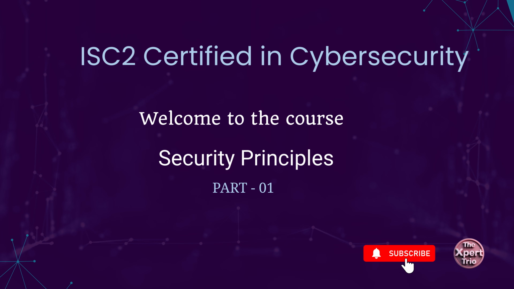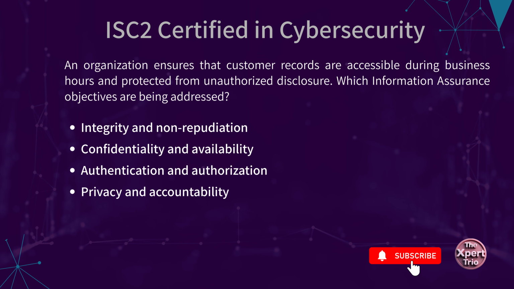Let's begin. An organization ensures that customer records are accessible during business hours and protected from unauthorized disclosure. Which information assurance objectives are being addressed? Options are integrity and non-repudiation, confidentiality and availability, authentication and authorization, privacy and accountability.